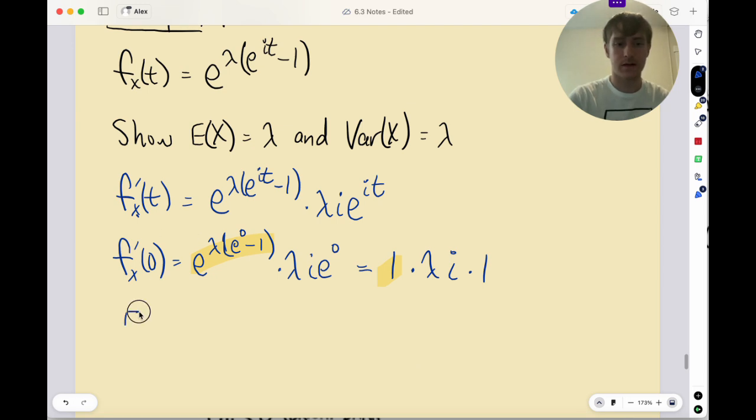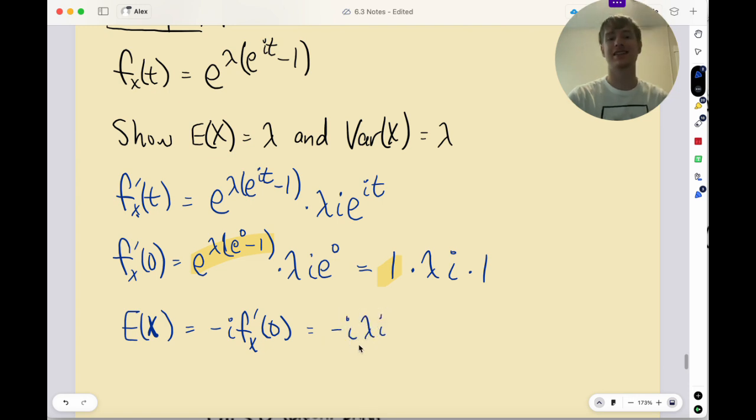So then the expected value, based on what we just proved, is going to be minus i times this first derivative, which is going to be minus i times lambda i. But remember, minus i times i is just 1, positive 1. So those kind of cancel, and we get lambda. Okay?